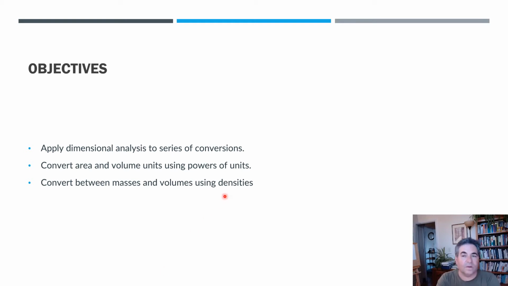So in this lesson, we want to take that general procedure, that general strategy that we had for unit conversion, which is called dimensional analysis. And we want to push it a little bit further. We're going to do a series of conversions that come in a chain.